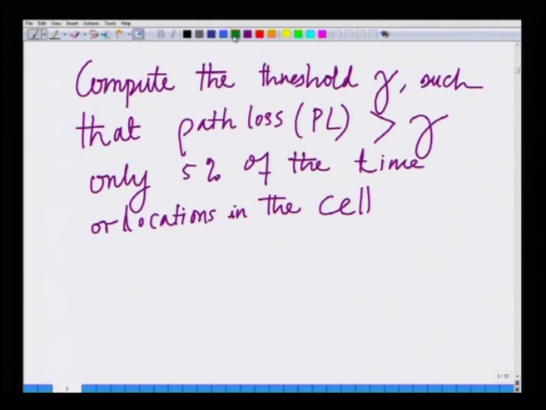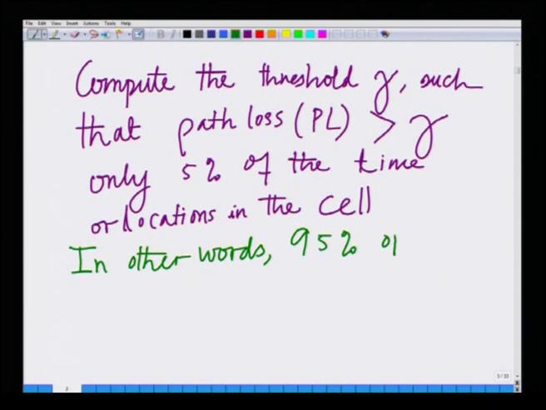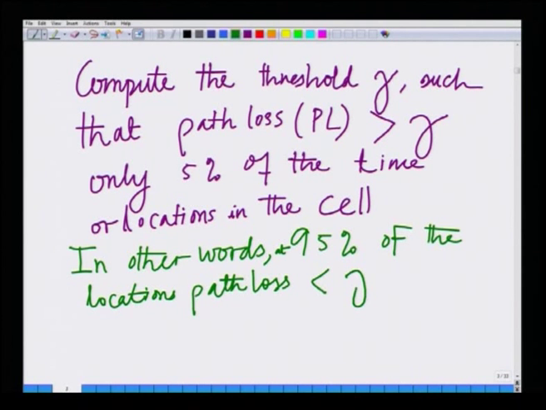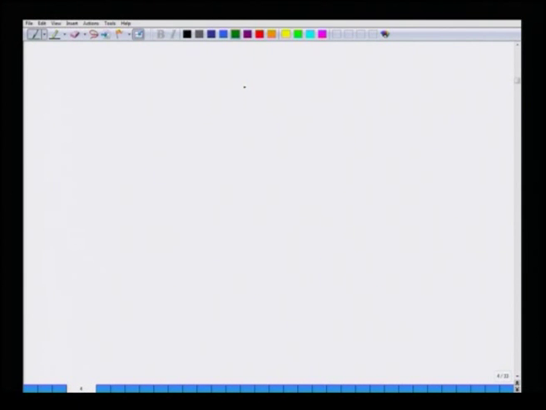That is, in other words, at 95% of the locations the path loss is less than the threshold gamma. That is, we are setting this as follows.